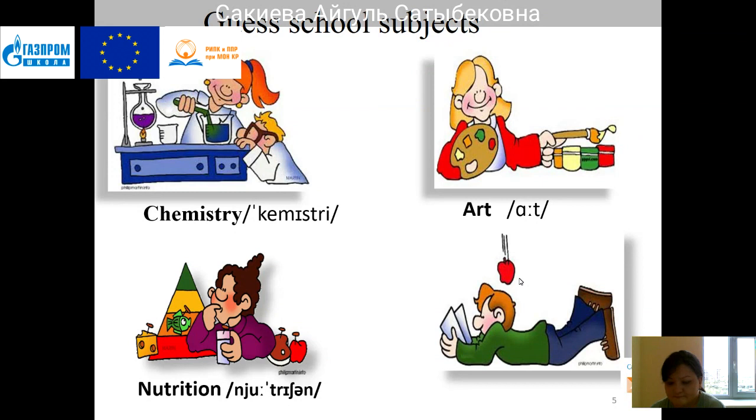What is it? Physics. Let's check. Yes, you're right. This is physics. Please, could you all repeat after me to practice the pronunciation of these words?